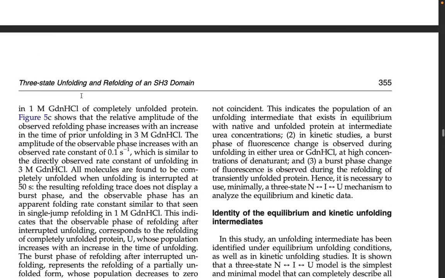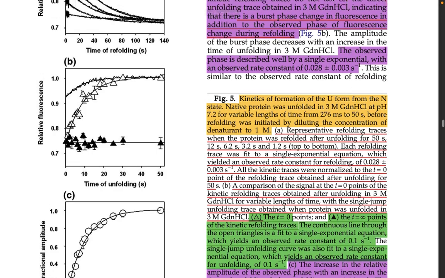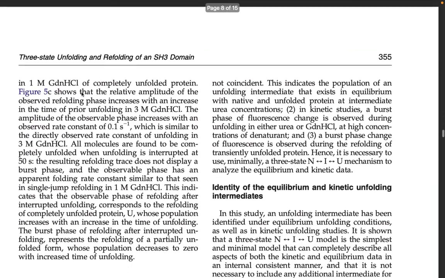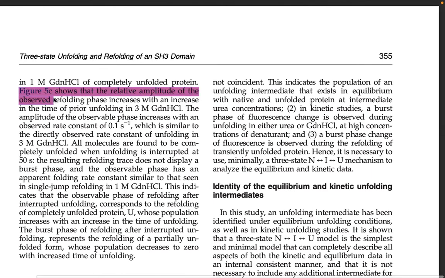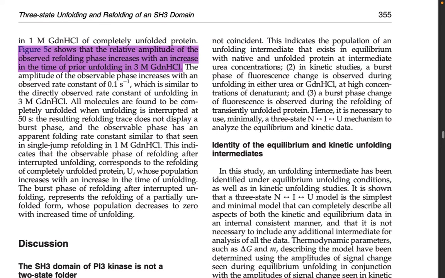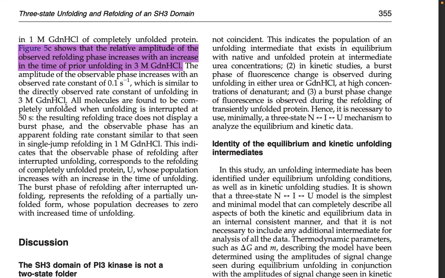Now figure 5c shows that the relative amplitude of the observed refolding phase increases with an increase in time of prior unfolding in 3 molar guanidinium hydrochloride. The amplitude of the observable phase increases with an observed rate constant of 0.1 second inverse, which is similar to the directly observed rate constant of unfolding in 3 molar guanidinium hydrochloride.